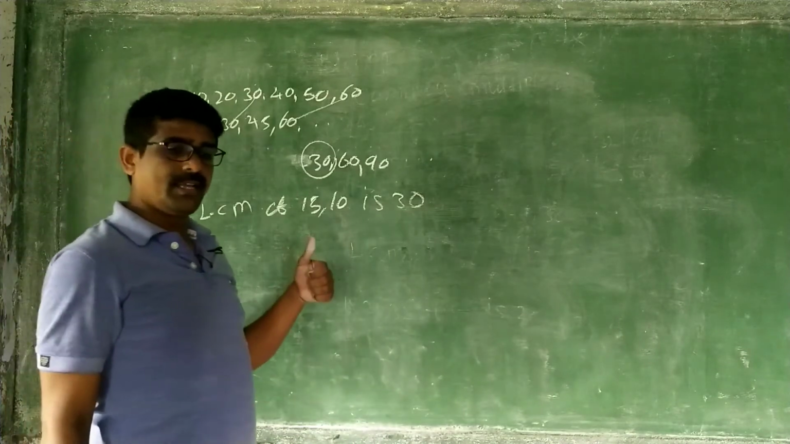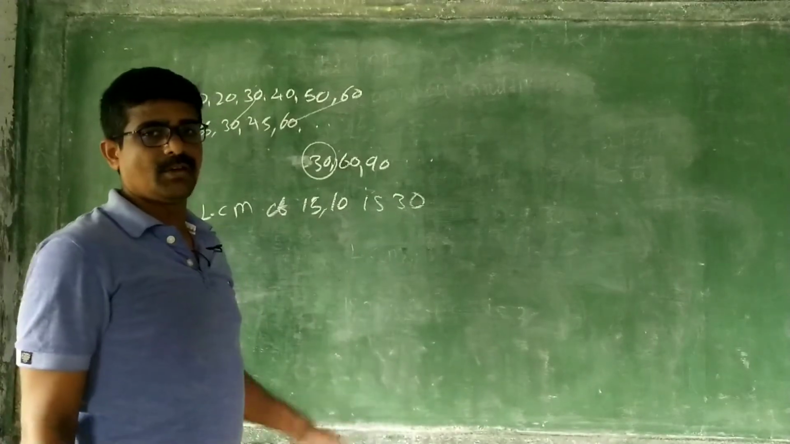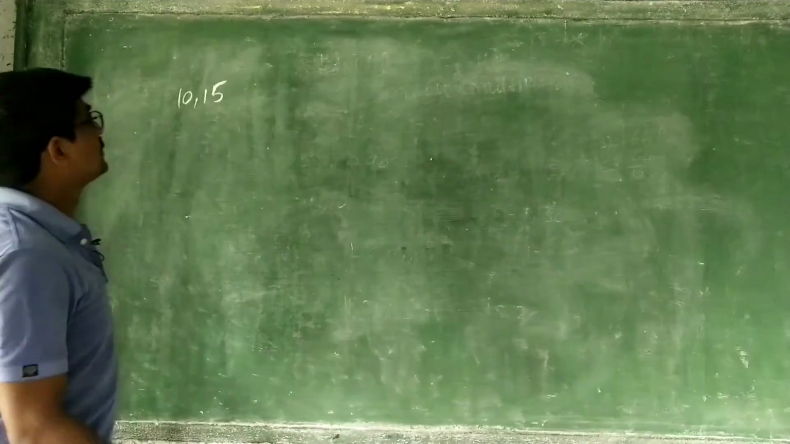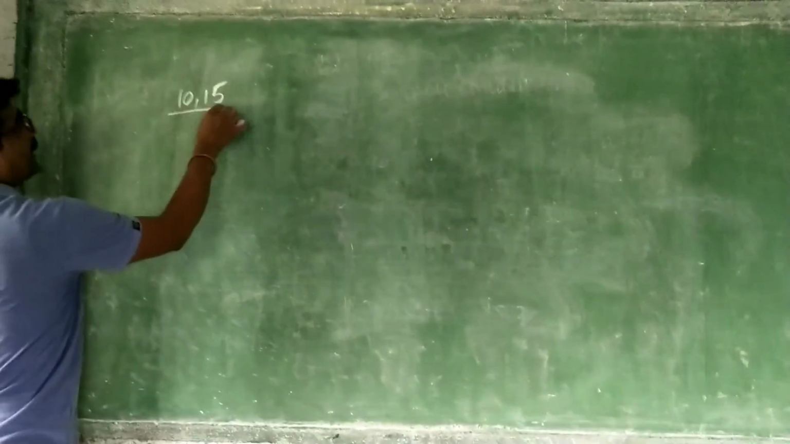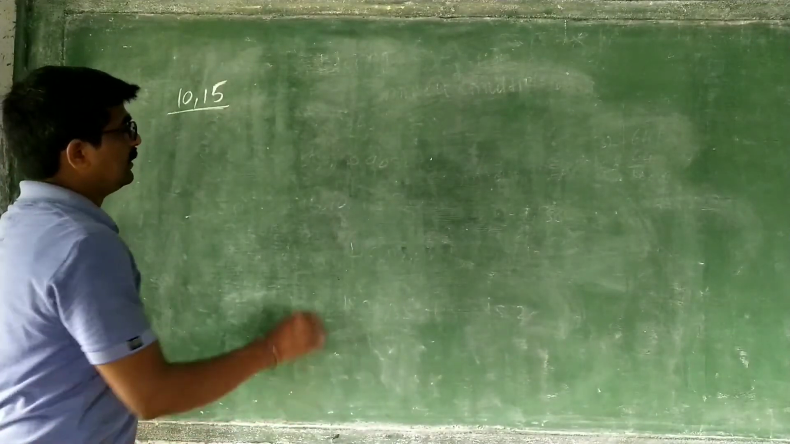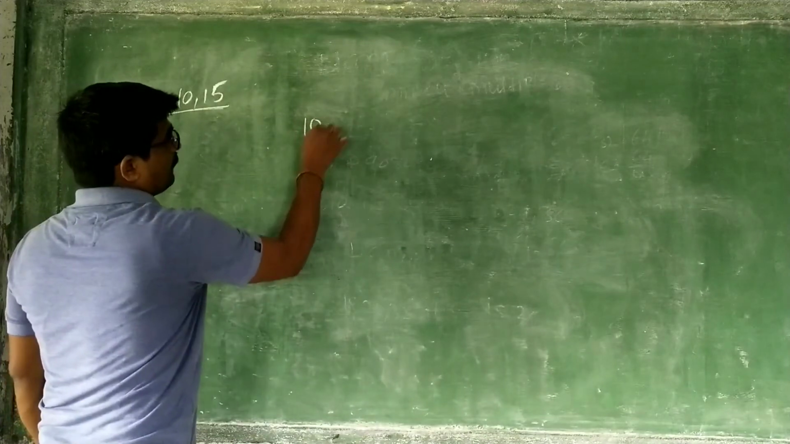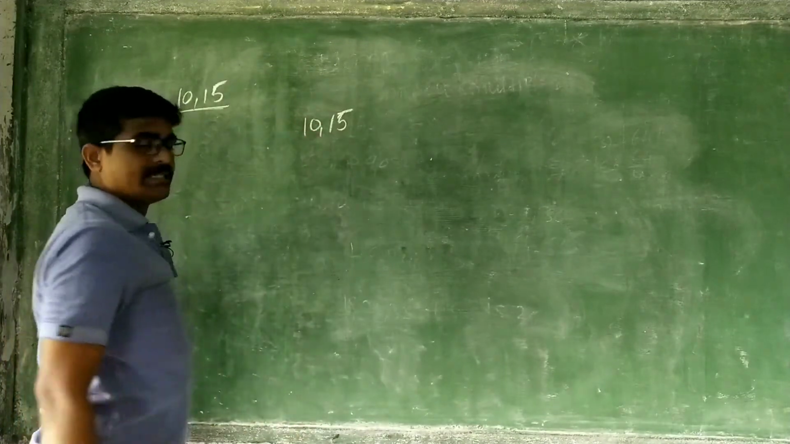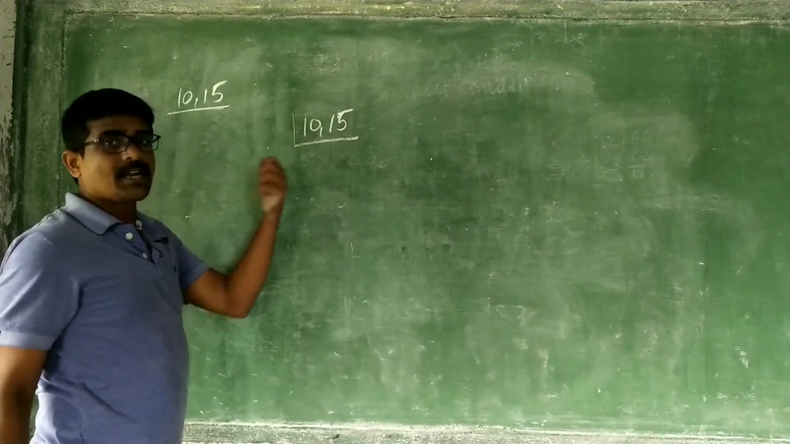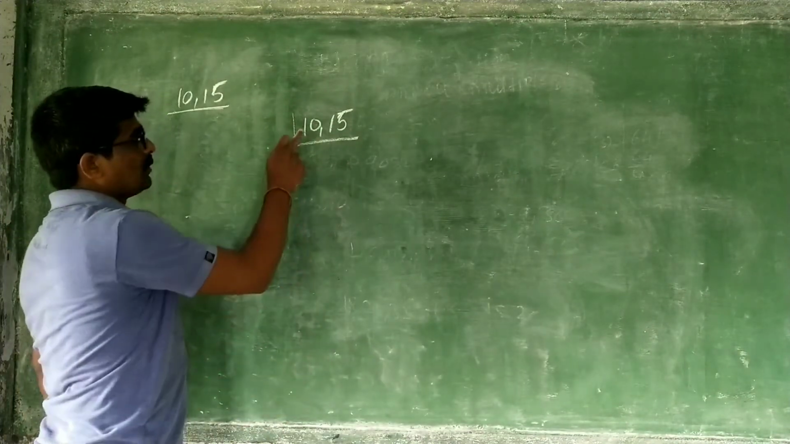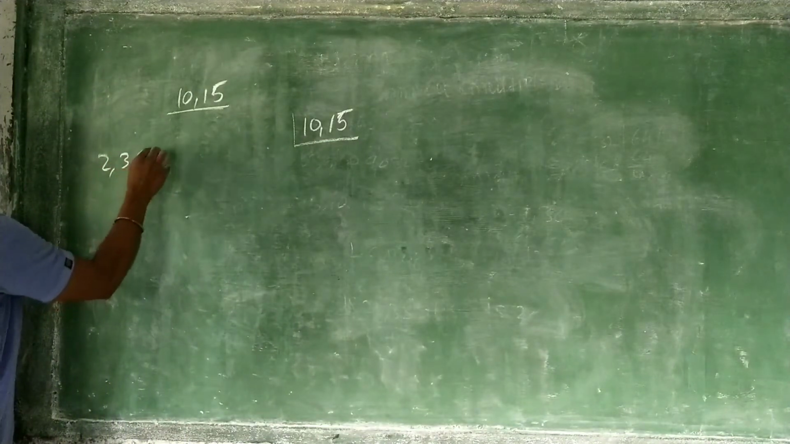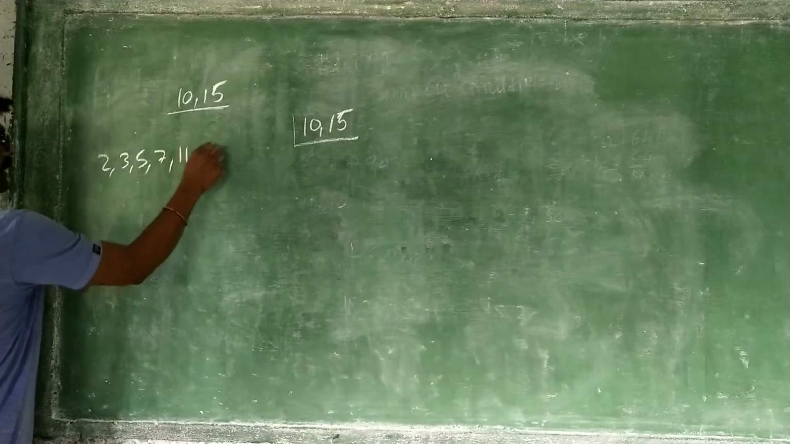Next, we are going for the factorization method. How to find LCM by the prime factorization method? You know how to do prime factorization? Same like that only. First 10 and 15. In this you have to take the common factor for both. What are the prime numbers? 2, 3, 5, 7, 11, 13, and so on.